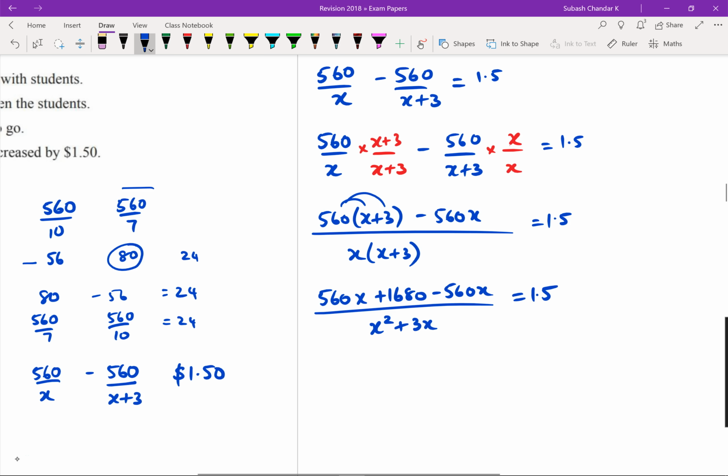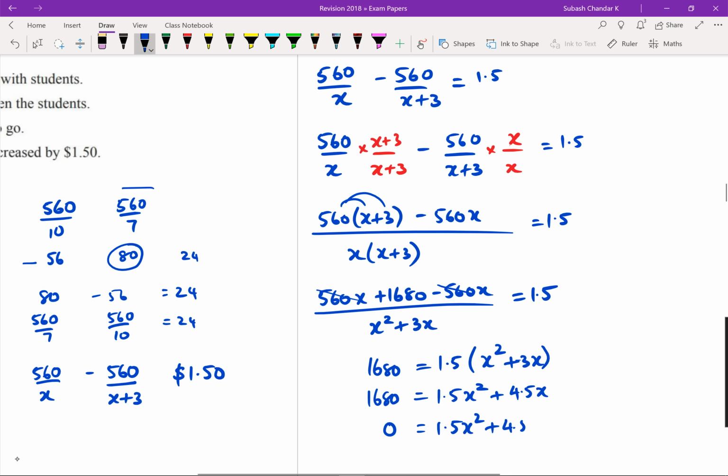So once again, cross multiply, get rid of the x squared plus 3x, but 560x and 560x disappear, so I've got 1680 equals 1.5 times x squared plus 3x, and then 1680 equals 1.5x squared plus 4.5x, and then 0 is equal to 1.5x squared plus 4.5x minus 1680.